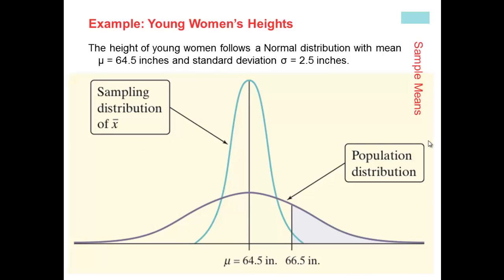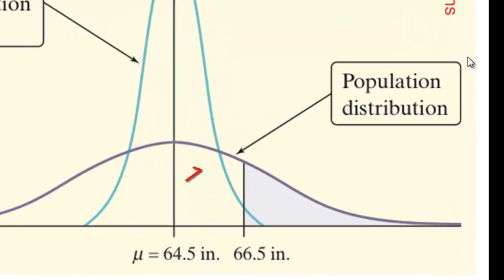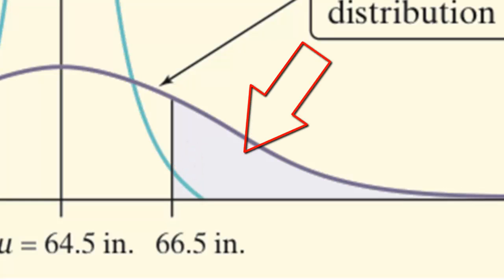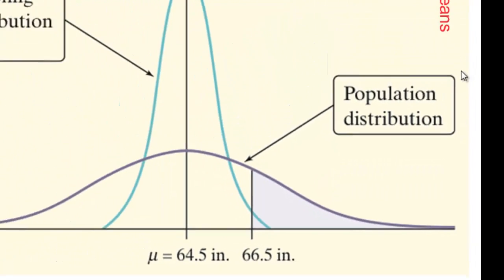If I take a look at the graph of the population distribution and the sampling distribution of x bar at the same time, you can see that the sampling distribution of x bar has less variability. So you can see the area under the curve under my sampling distribution would be a much smaller area than the area under the curve for a population distribution, just finding one woman whose height is greater than 66.5.